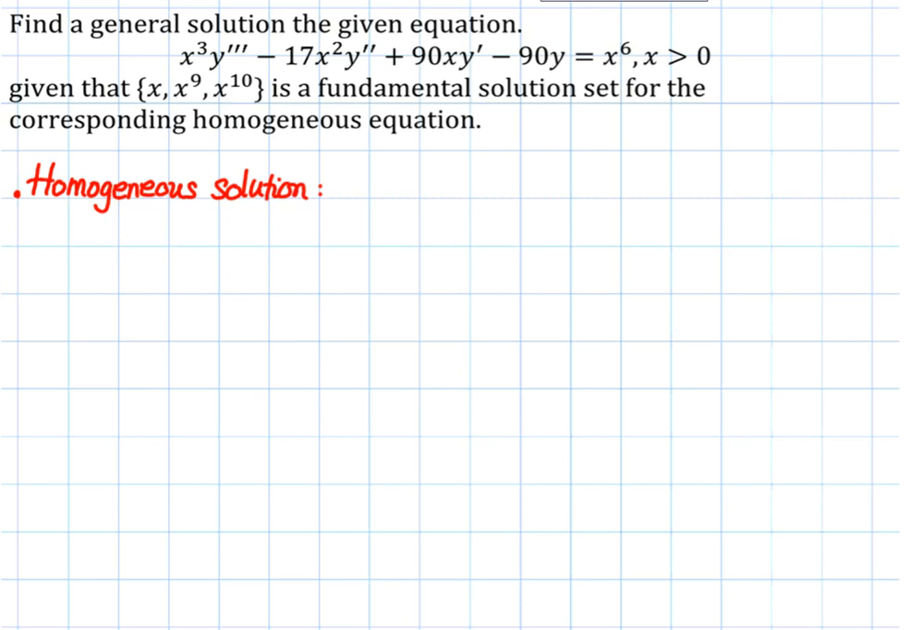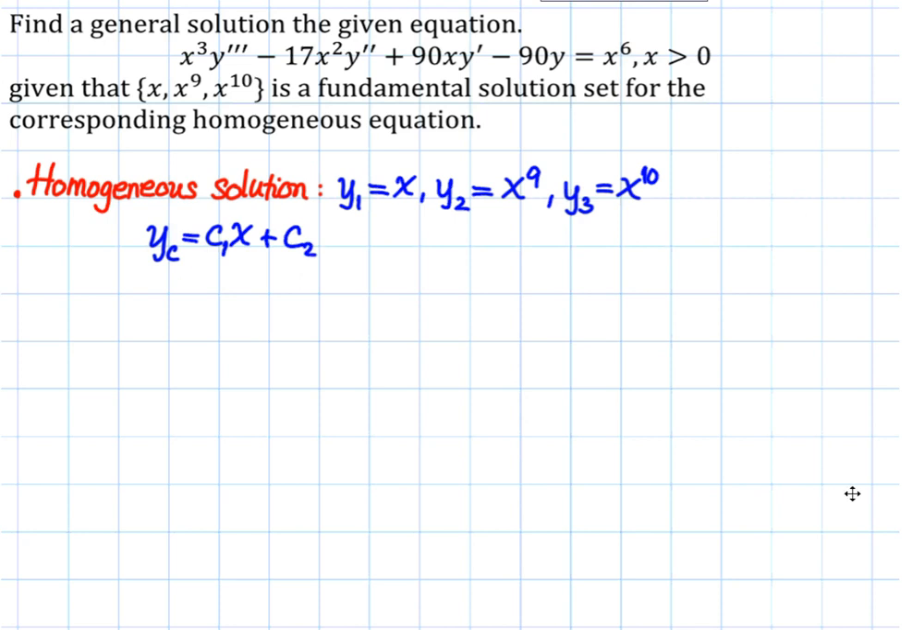We have y1 equal to x, y2 equal to x to the 9, and y3 equal to x to the 10 power. And then the linear combination of these is the homogeneous solution, or the complementary solution: C1 y1, C2 y2, and C3 y3. So C1 x, C2 x to the 9, and C3 x to the 10.